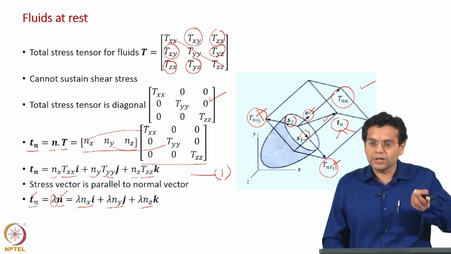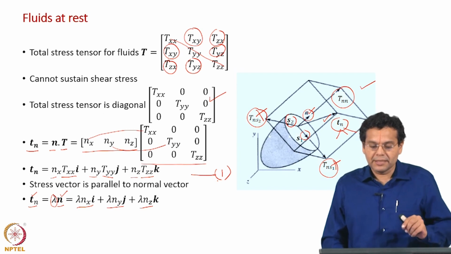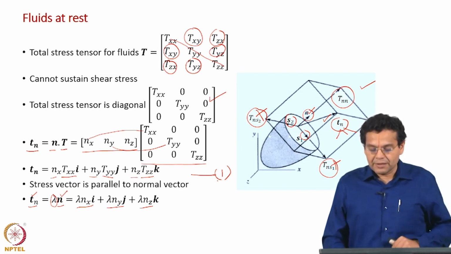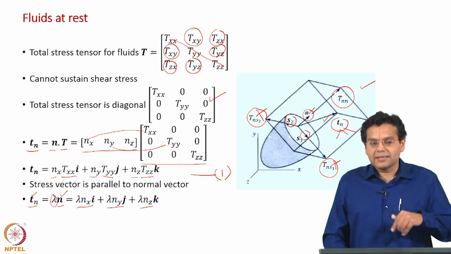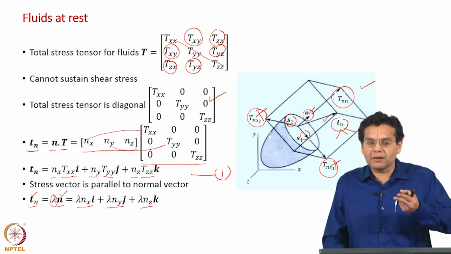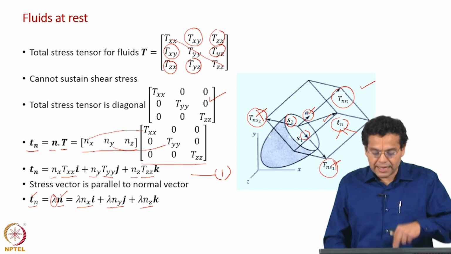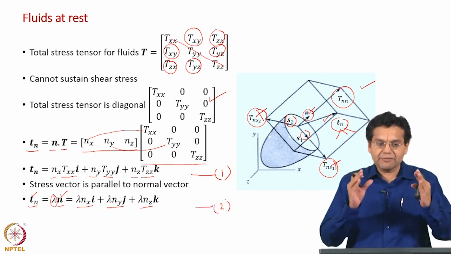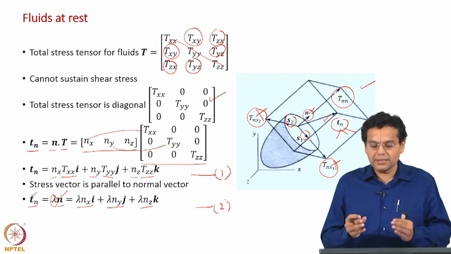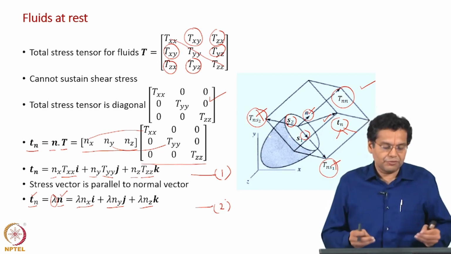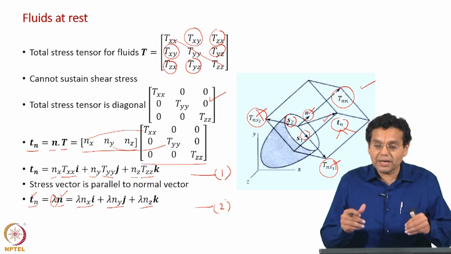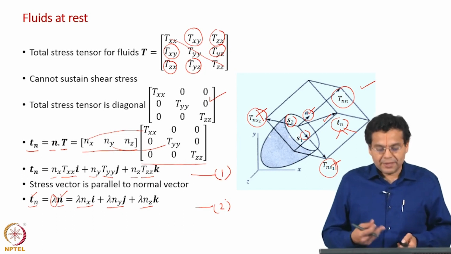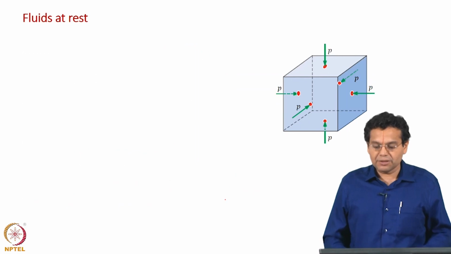Once again, going back to the same experimental observation that there are no shear stresses in a static fluid, we infer that the stress vector and the normal should be parallel to each other, and hence write the second expression for the stress vector. Same experimental observation, resulting in two equivalent expressions for the stress vector. Both should be the same, so we will equate them. That is what we are going to see here.